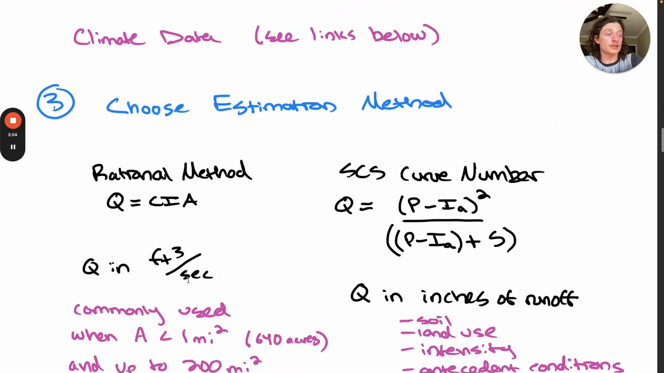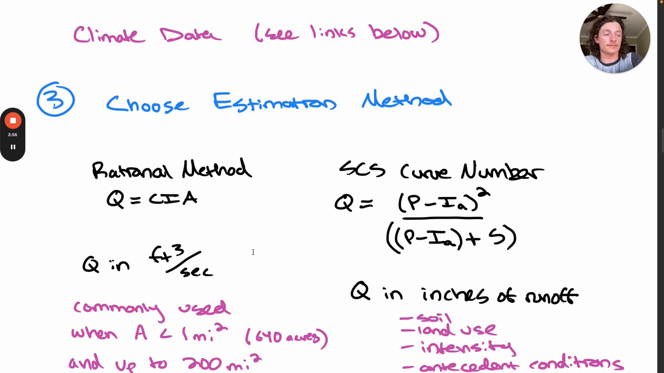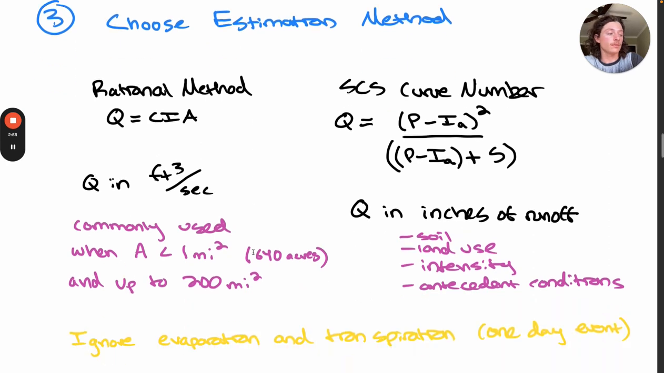Step three is to choose the estimation method. To sound smart, I can rattle off a few options like the SCS peak discharge method or the kinematic wave method and the USGS regression method, but the most common methods will be the rational method or the SCS curve number method, both of which you've likely heard of, especially the rational method.